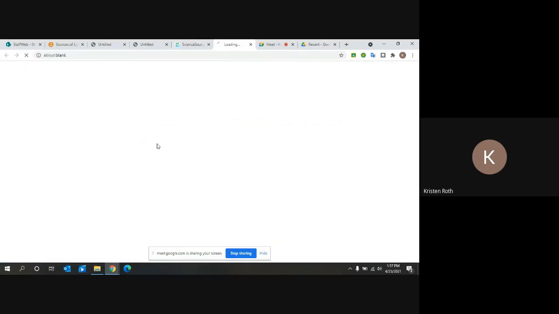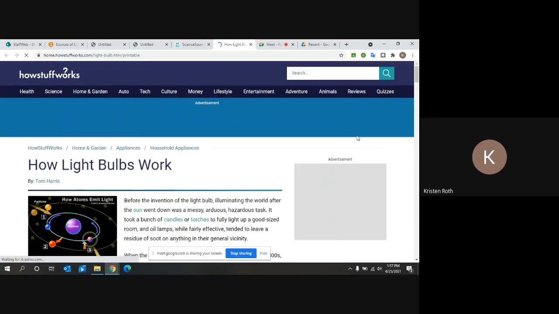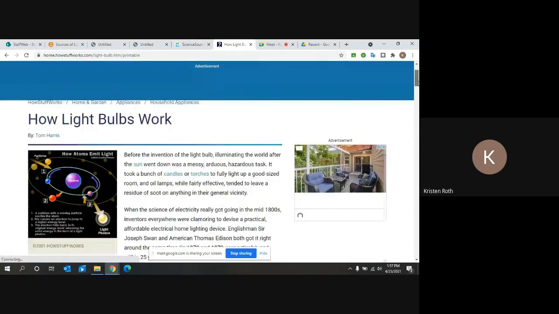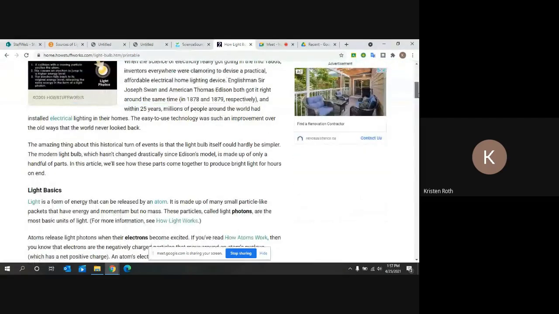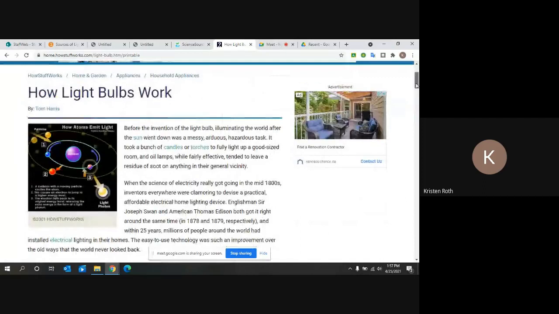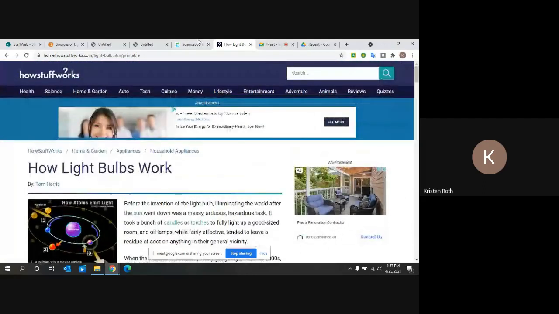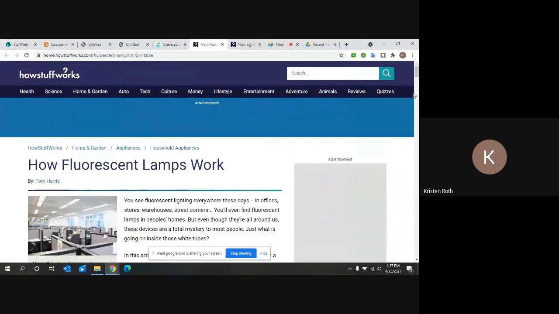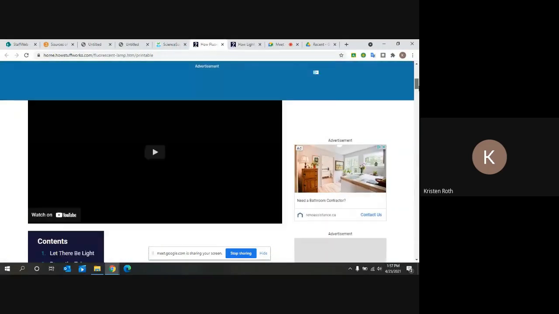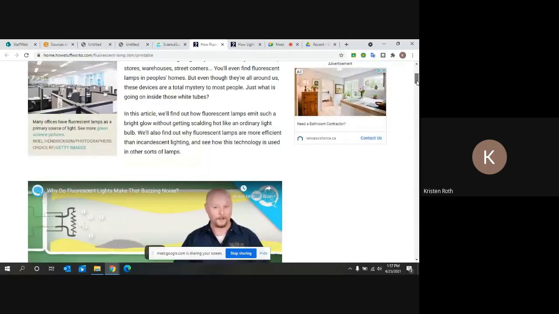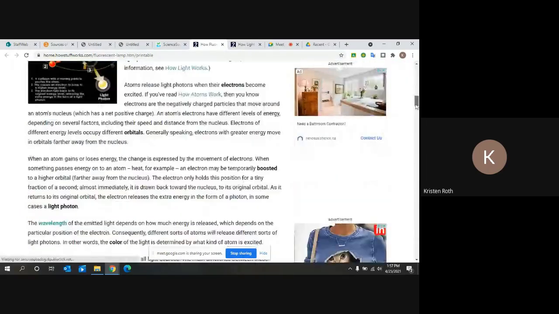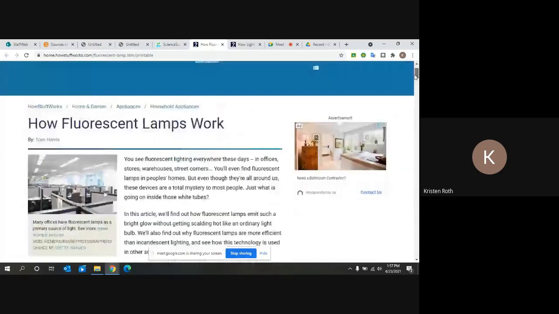So I'm going to do the incandescent light. It just shows brief information. You don't have to read through everything, just enough to get the basics of how they work. So this is how light bulbs work. And then you can go to fluorescent light, and you can look at how fluorescent lamps work. And there are little videos. You don't have to watch the videos if you don't want to, but if videos help you with understanding, then it might not be a bad idea.